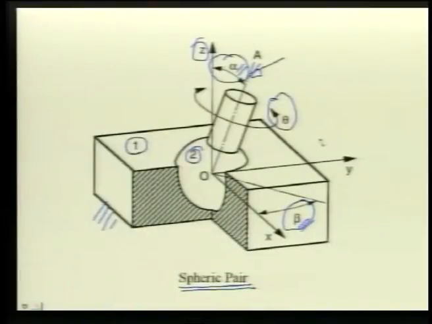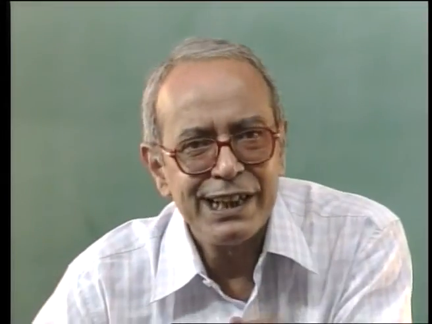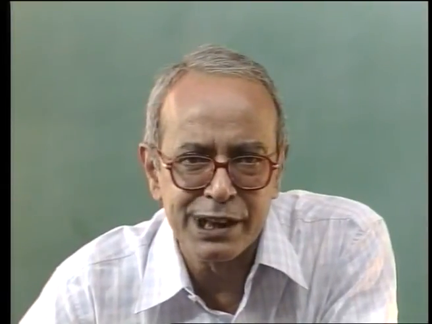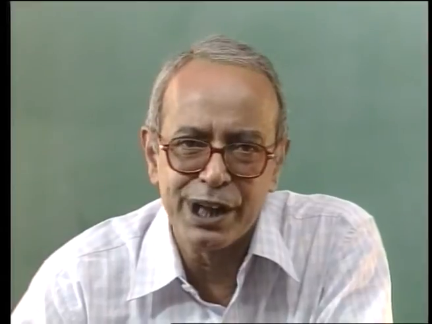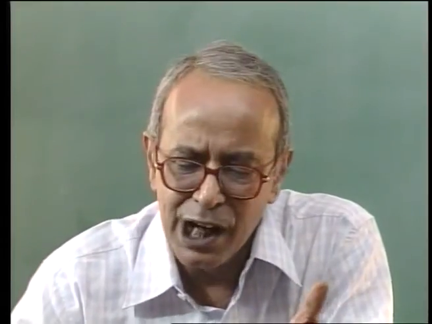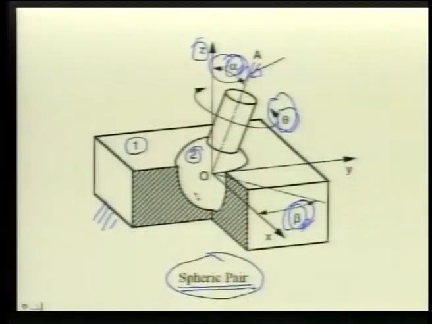Thus, we have 3 degrees of freedom in this spheric pair, and the 3 pair variables are alpha, beta and gamma. Again, it is needless to say that this is only a schematic representation. Nobody would be able to make such a ball and socket joint. The obvious question is, how did the ball enter into the socket?